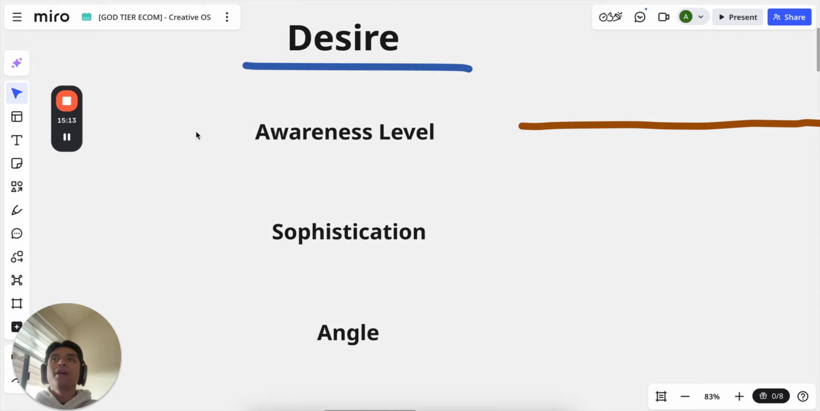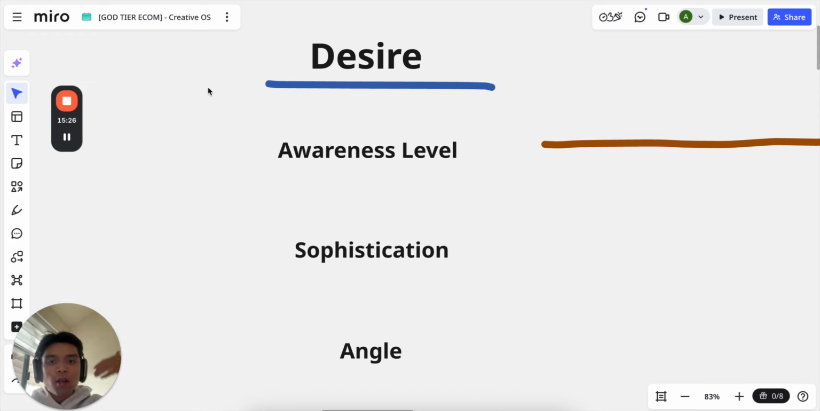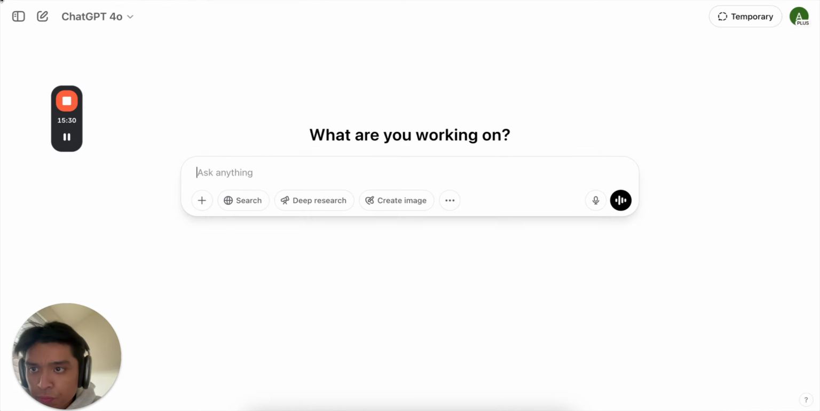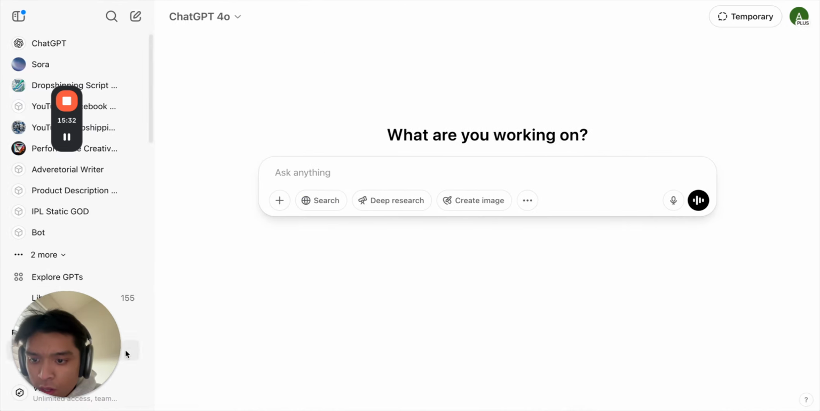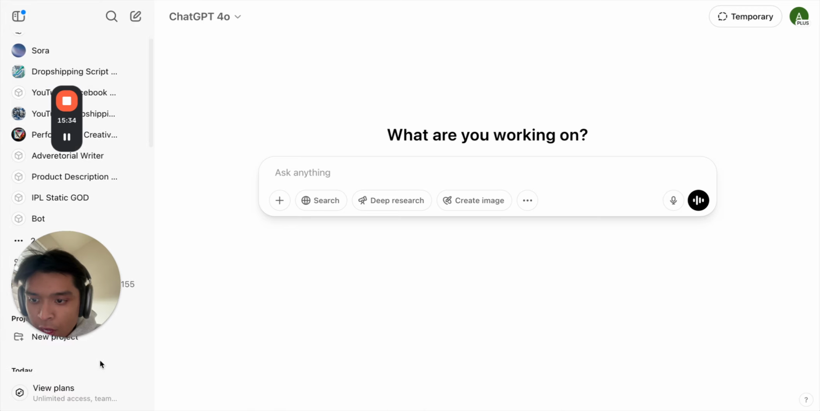And AI has made the capacity to never run out of ads that much more evident and more real, because you can literally just cycle, rinse and repeat through multiple desires, multiple awareness levels, multiple angles. And I'll even show you inside of ChatGPT. I was just doing an example of this for my community and course members.